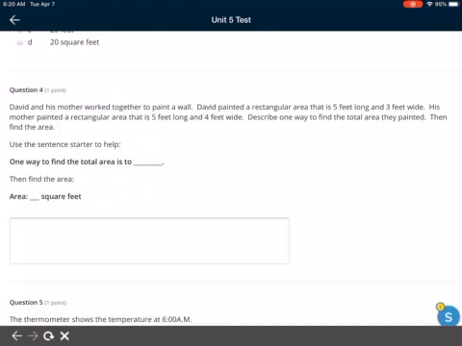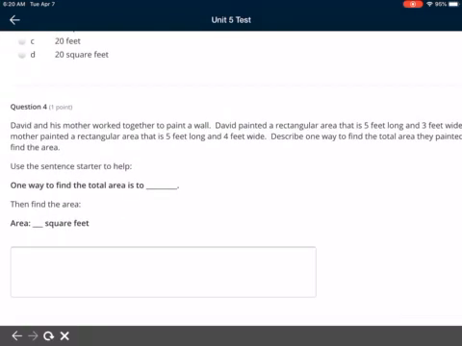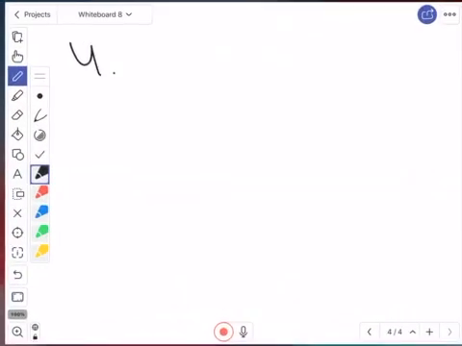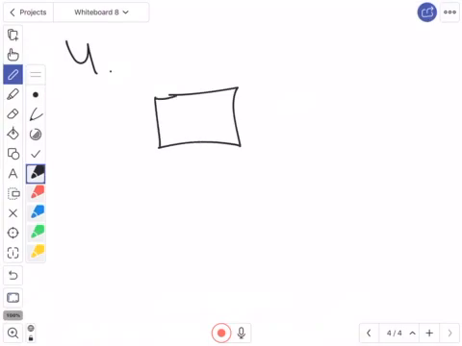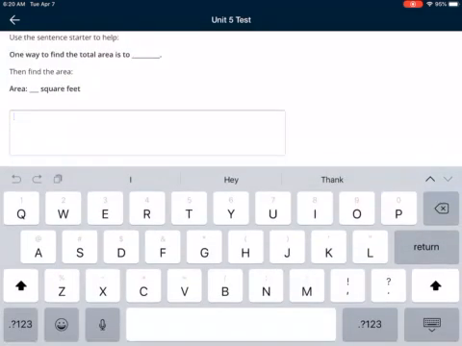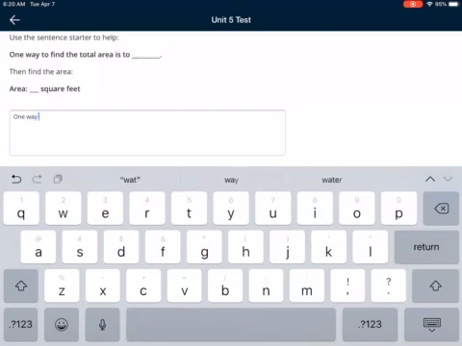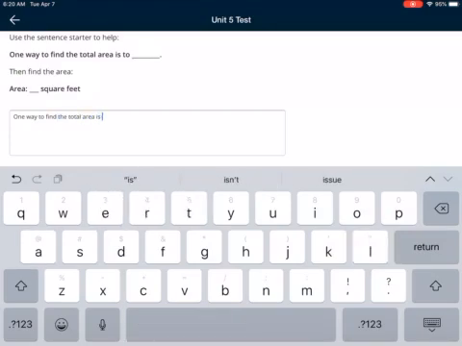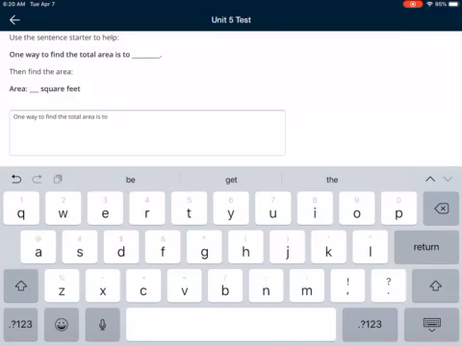So David painted an area that's 5 feet long and 3 feet wide. His mom painted an area that's 5 feet long and 4 feet wide. Okay, well, you're going to have 2 different areas then. So you might want to do the work. Well, you're going to have to do the work so you can get the answer. But do the work, figure it out, and then down below, use that sentence starter. One way to find the total area is 2, and then just tell me what you did.